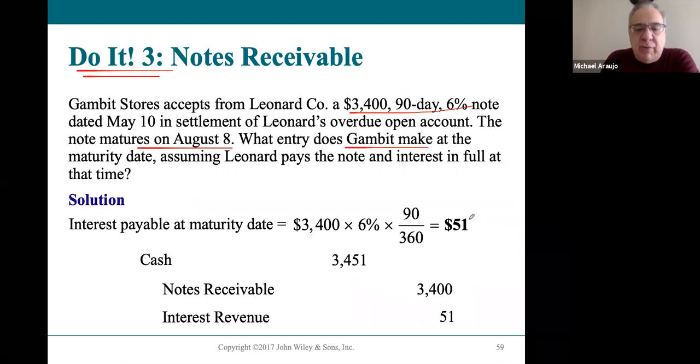Well, the first thing you do is calculate the amount of interest. Again, since it's a 90-day note, the time is 90 over 360. Okay. So 3,400 times 6% times 90 divided by 360, $51 of interest. So when it matures on the 8th of August, they're going to get $3,451 in cash. $3,400 of that is the loan, the note being paid. So the note receivable comes off the books. And the other $51 is revenue that they've earned.